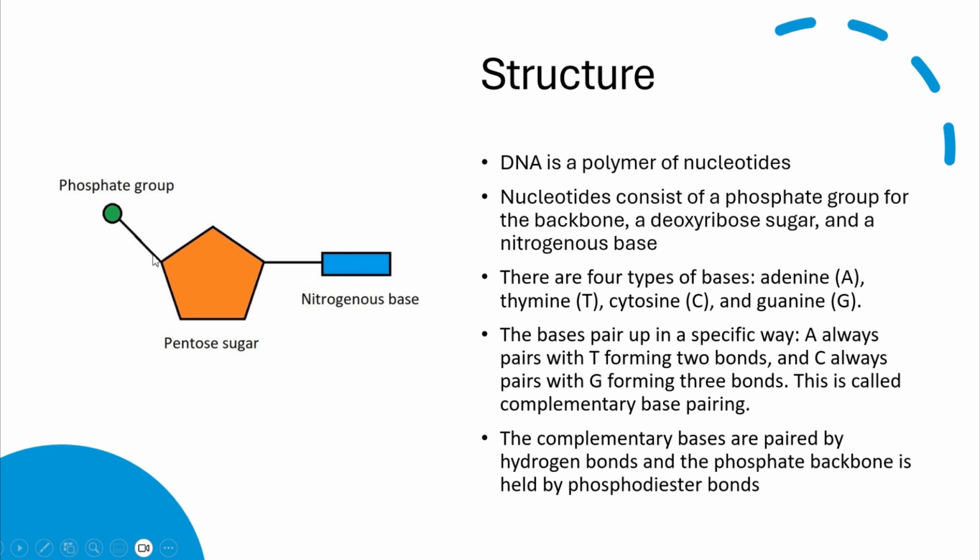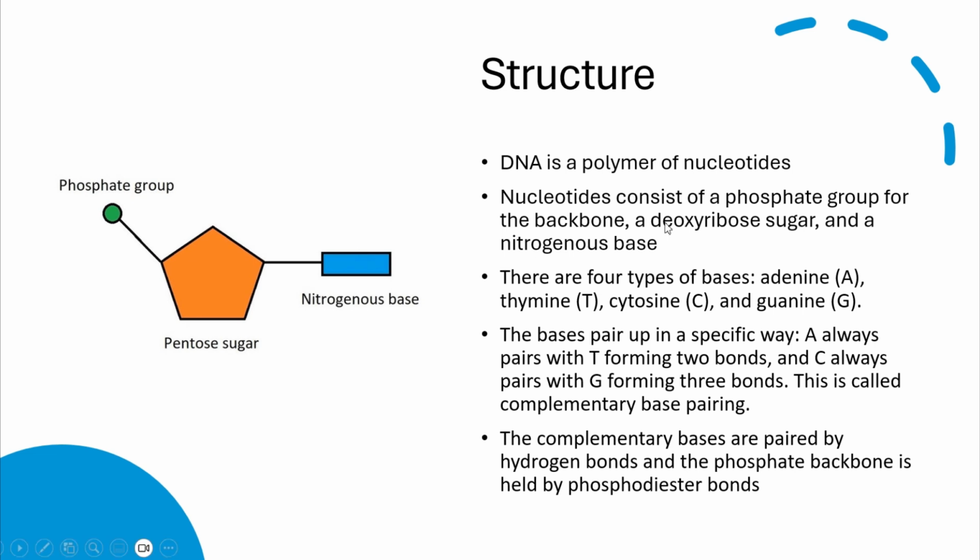So a nucleotide is made of three things. It's made of a phosphate group, a pentose sugar, and a nitrogenous base. So you need to know these three things. And DNA is a polymer of nucleotides. So this is one nucleotide. When you have them together, that's going to be a polymer of nucleotides.